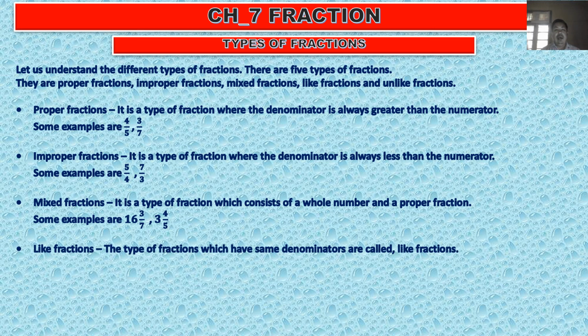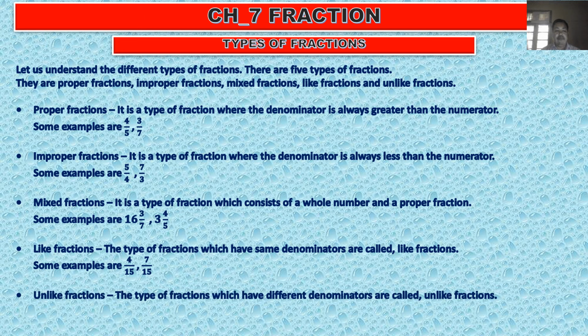Next we have like fractions. What are like fractions? The type of fractions which have the same denominators are called like fractions. For example, we have 4 by 15 and 7 by 15. You can see that the denominators are the same there. If you find that some fractions are having the same denominators, they are called like fractions.